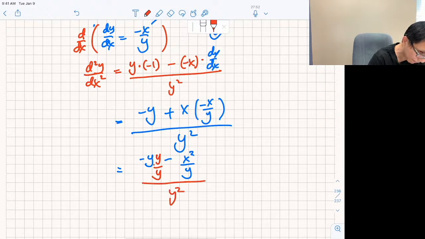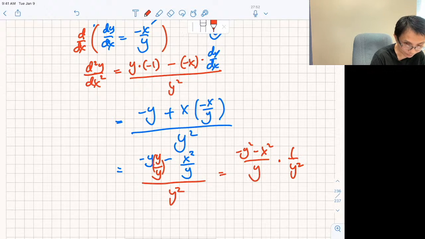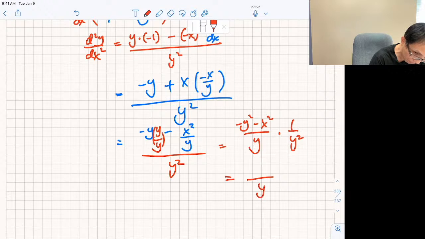Does that make sense? I multiply this by 1. I need a common denominator. So that's equal to negative y squared minus x squared, and I'm going to divide it by y squared, so what am I going to get? Y cubed. So 1 over y squared, right? So it'll be y cubed. And I'll take out a negative sign.